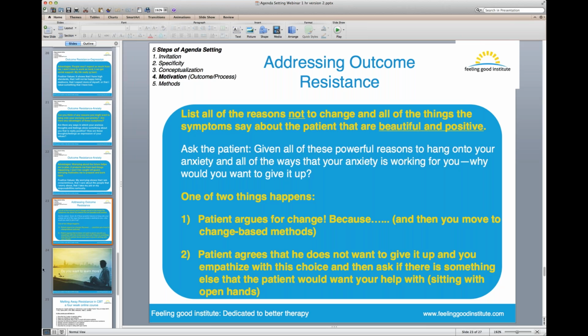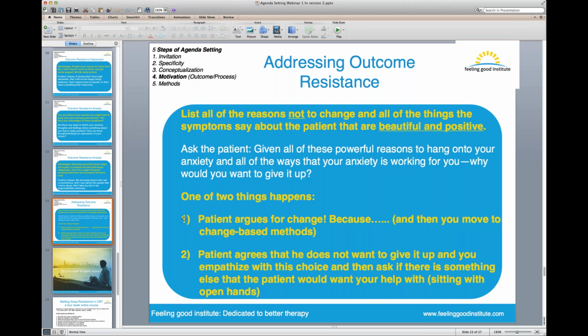And then I'll ask this question: given all of these powerful reasons to hang on to your anxiety and all of the ways that your anxiety is potentially working for you, why would you want to give it up? And this is where one of two things will happen. Your patient will argue for change. They'll convince you, oh, because it helps in some ways, but it's really interfering in my getting my work done some of the time, because I'm sitting there and I feel paralyzed by worry and fear. Or, maybe it is helping me at work, but I'm not getting enough sleep and I'm cranky during the day, or my health is suffering, or my relationship is suffering.